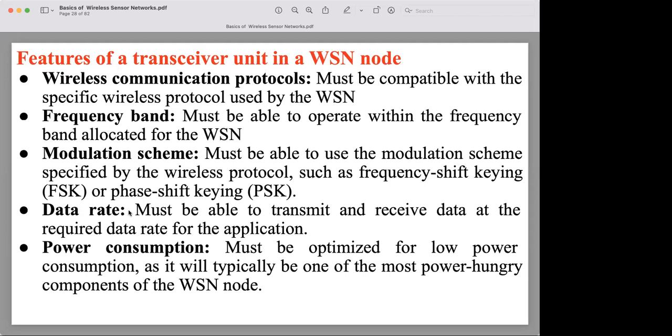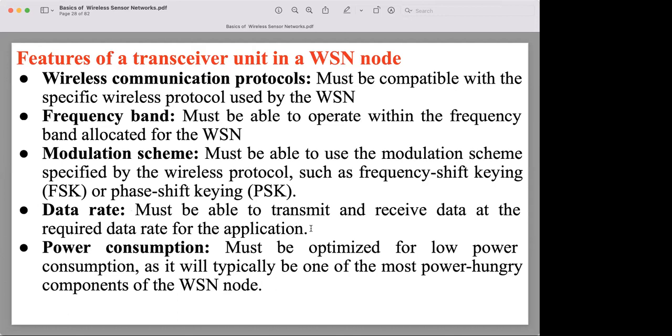Another important factor is the data rate. If you generate a large amount of data, if you attach 10-12 sensors inside the node, definitely you need a high data rate unit. Otherwise, how can you transmit your data? Your memory is also limited, so after some time that data goes down. Why? Because your communication capacity is not sufficient. So data rate is also an important factor when you select the transmission unit, and it must be able to transmit and receive data at the required data rate for the application.